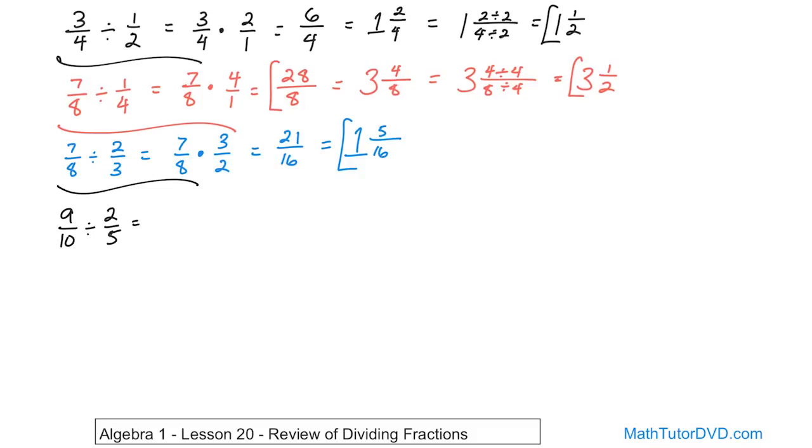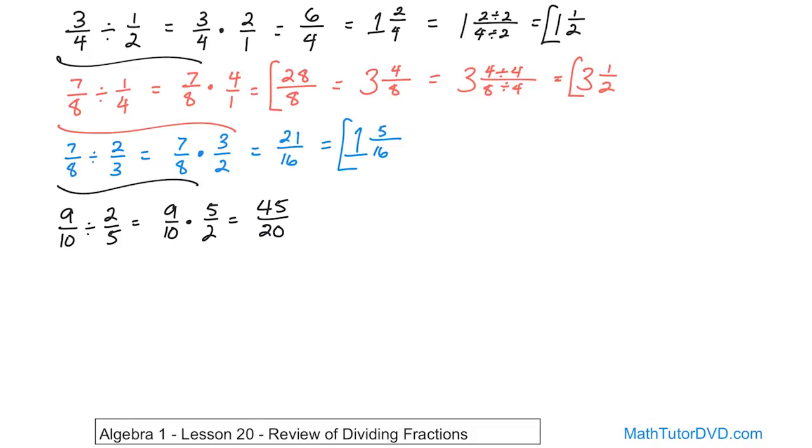How do we handle this? Same thing. 9/10 is the first guy. The division changes to multiplication, and then this 2/5, we just flip it upside down, becomes 5/2. And now we do the multiplication. On the top, the 9 times 5 is going to give you 45, and on the bottom, the 10 times 2 is going to give you 20.